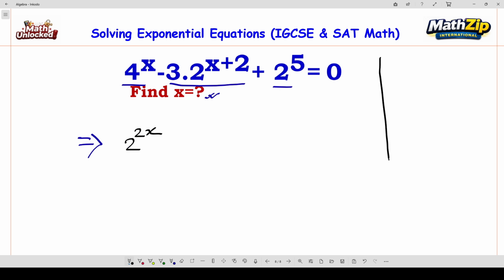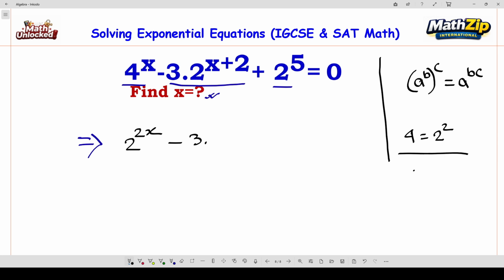How? We know (a to the power b) to the power c means a to the power b times c. So 4 we can write 2 square. So in this case we can write 2 to the power 2x minus 3 times, here, 2 to the power x plus 2.